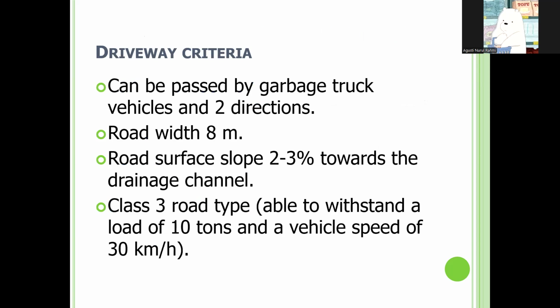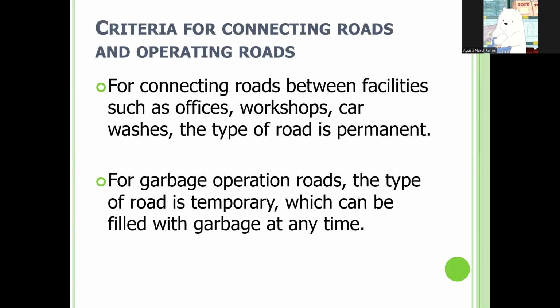The next is driveway criteria. So the first one must be passed by garbage truck vehicles in two directions. And then road width is 8 meters. And then road surface slope is 2 to 3% towards the drainage channel. And the class 3 road type is able to withstand a load of 10 tons and a vehicle speed of 30 kilometers per hour.